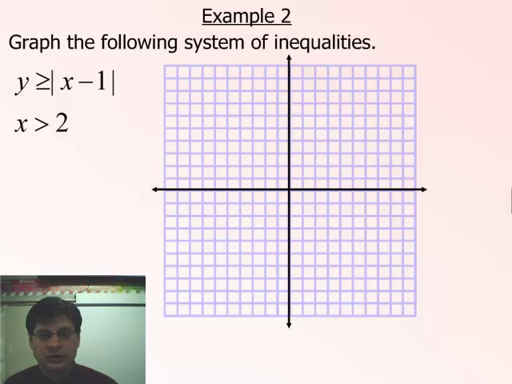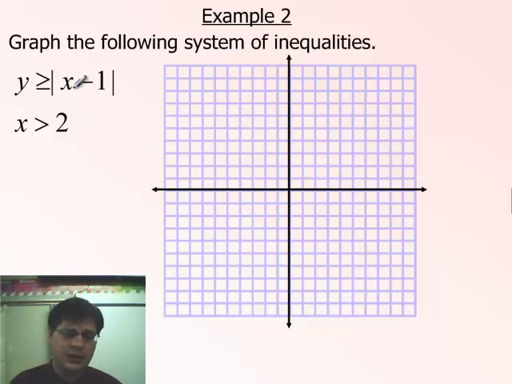Okay, now let's look at another one that's slightly different. We're going to graph this system here. We have an absolute value function, and then we have another linear. So let's start with the absolute value.